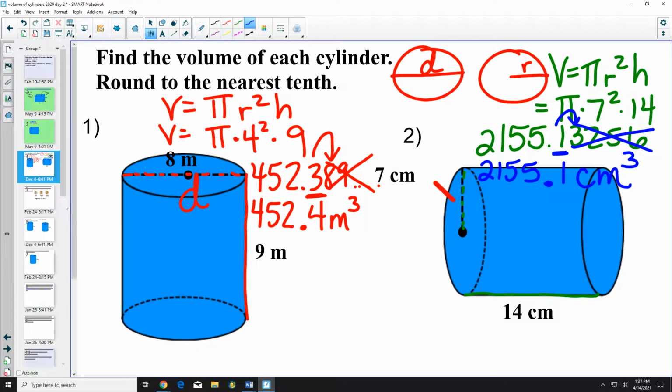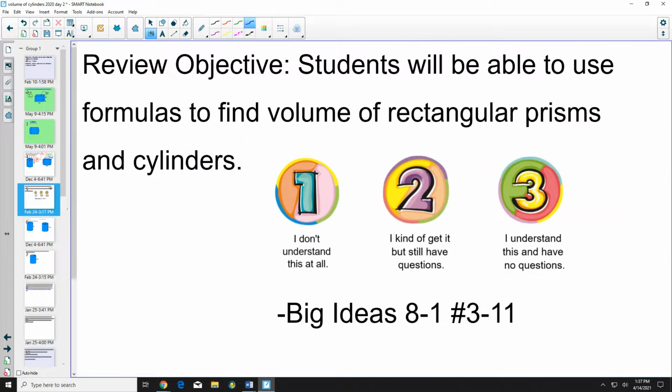All right, hopefully you're doing well on this. This is a review. We've done it earlier in the year, but we're reviewing for iLearn coming up. If you need additional help, I would go back and watch the video again to make sure you understand. All right, give me a 1, 2, or 3. 3 means you really get this. 1 means you're lost. You could be a 2 in the middle.